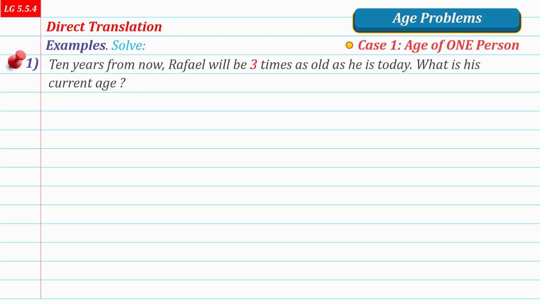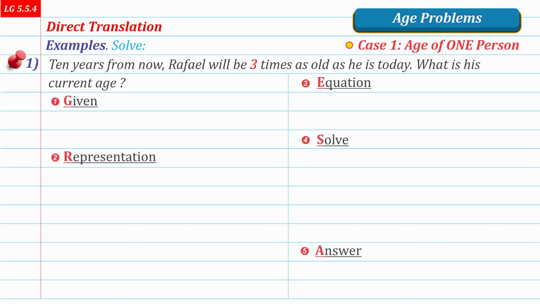It's time for some exercises. Let's look at example number 1. 10 years from now, Rafael will be 3 times as old as he is today. What is his current age? This is an example of case 1 of age problems, which is the age of only one person. So these are the simplest, but they teach us the core technique. We'll solve this using our guided steps: given, representation, equation, solution, and answer. Now, let's focus on the given.